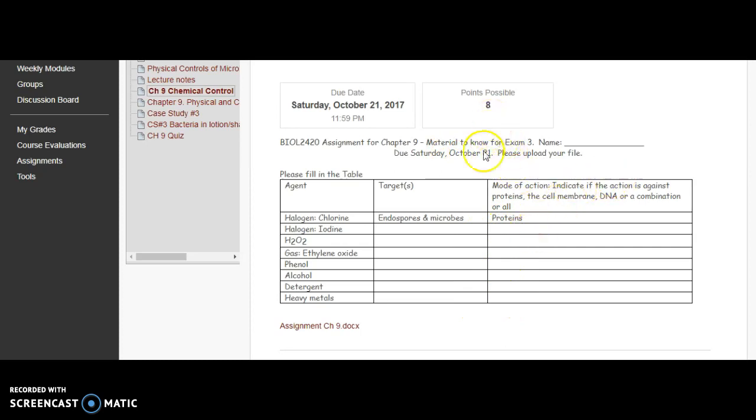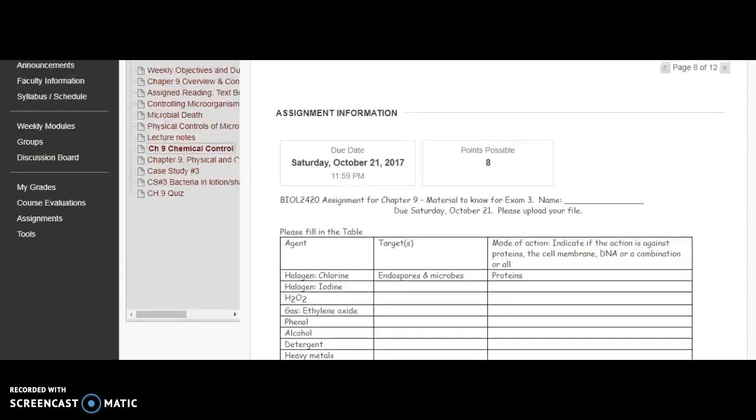And then submit it. It's 8 points because you have 16 boxes to fill in. And actually that's not true. You only have 7, but you get a freebie for the example. So each box is worth half a point.